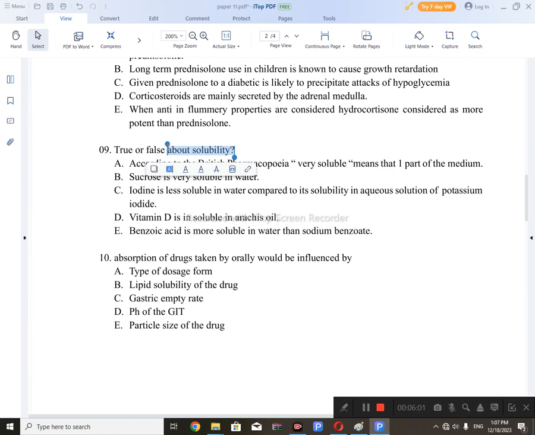Absorption of drugs taken orally would be influenced by type of dosage form. True. Lipid solubility of the drug. True. Gastric emptying rate. True. pH of the GIT. True. Particle size of the drug. True.